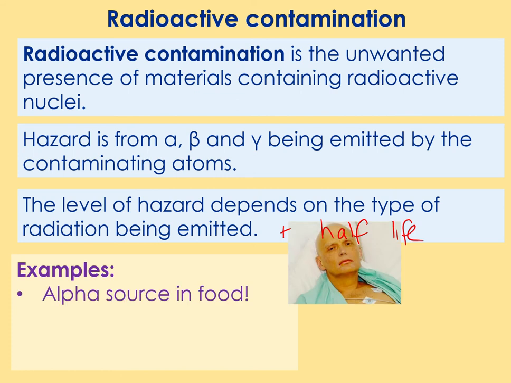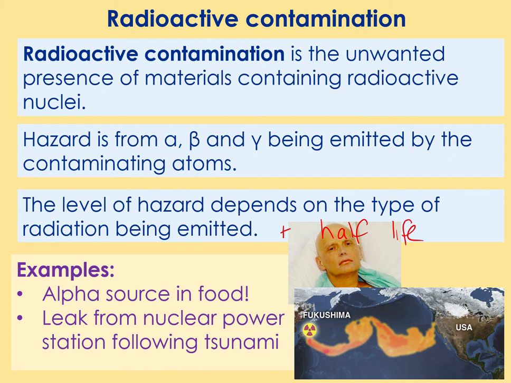So examples of this would be: this is a Russian spy who was poisoned because his food got contaminated deliberately. He was deliberately killed by somebody putting some alpha in his food. Another example of contamination is after the tsunami, there was quite a lot of damage to the power stations in Japan at the Fukushima plant, and this allowed alpha, beta and gamma emitting nuclei to leak into the sea, and it's been traced all the way over to the States. Okay, so the presence of unwanted radioactive nuclei is contamination.